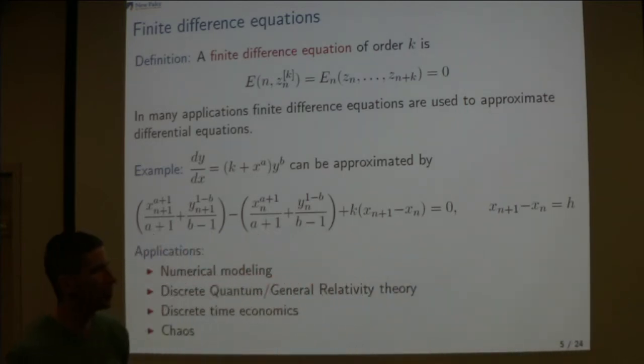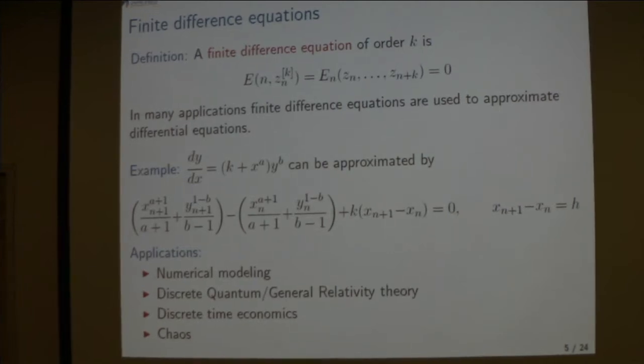Yes, and so here, why do we care about finite difference equations? Well, obviously, they're used in numerical modeling. They also appear in discrete quantum mechanics and also in discrete general relativity, as a way to try to combine quantum mechanics and general relativity. They also appear in discrete time economics and also in chaos, things like that.